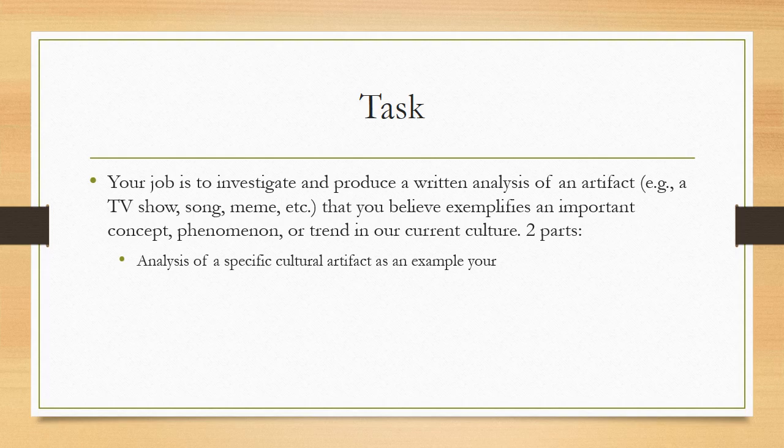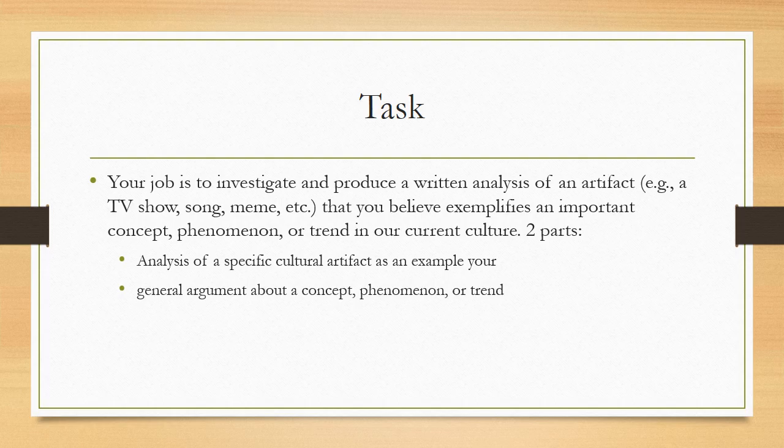So why are you analyzing this thing? You're analyzing a specific text as sort of an example to help you make a general argument about a concept, a phenomenon, or a trend. What do I mean by a concept, a phenomenon, or a trend? So a larger idea, something going on in our culture that's important. How does a certain text or movie speak to that? I'll give you some examples.